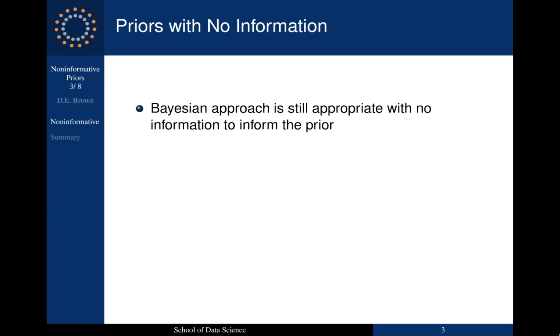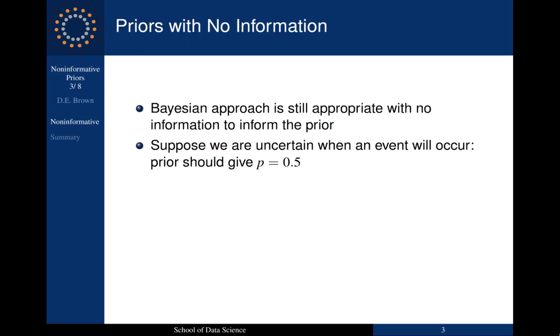So what is a prior with no information? Well, if we don't really know in advance much about the parameter that we may be estimating, it's still appropriate to use Bayesian analysis and to do it with a prior distribution that reflects this lack of information.